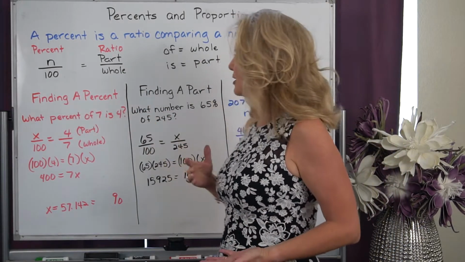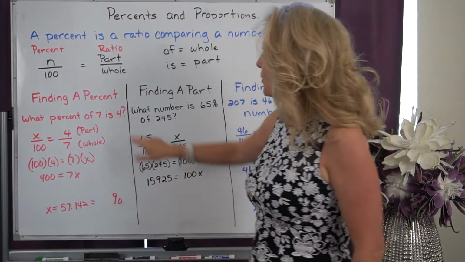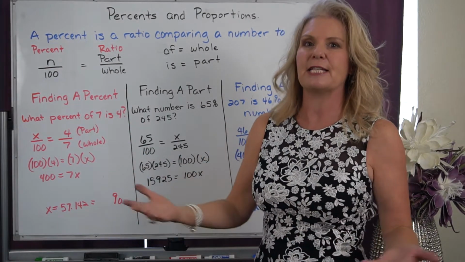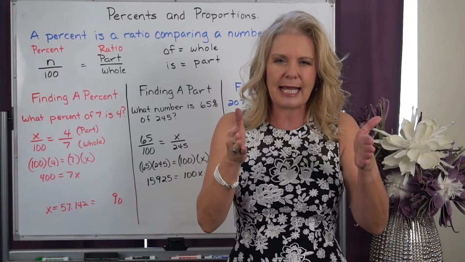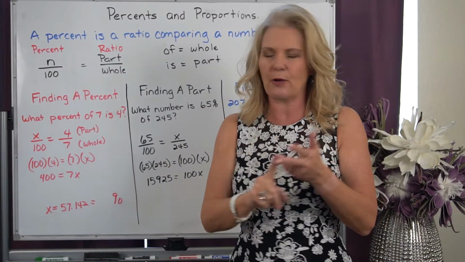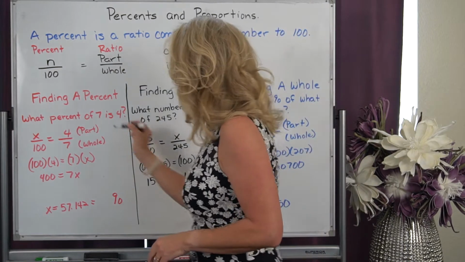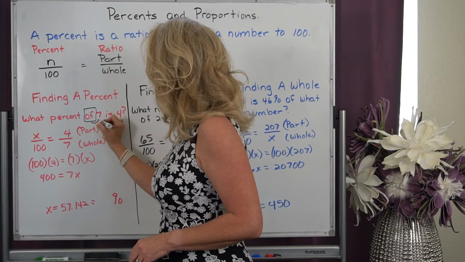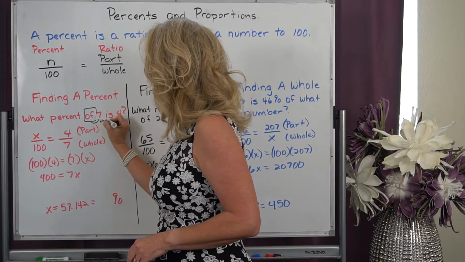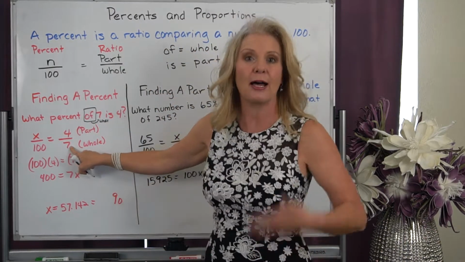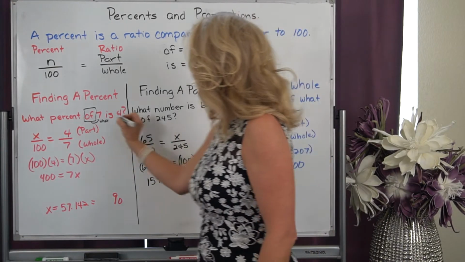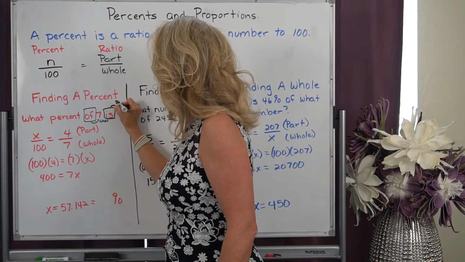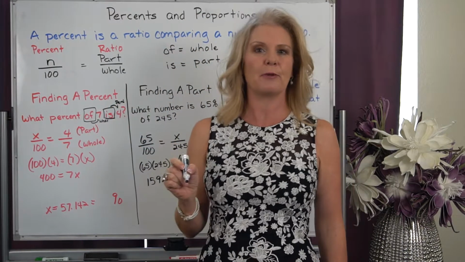So here's an example of what I'm looking at. Say we want to find a percent of a number. Well, we're going to get a statement that says, what percent of 7 is 4? First thing I do is I clue in on that word of and that word is. So when I look at of, anything that follows that word of has to be my whole. And I know that I'm going to put that down in the bottom of the ratio. And anything that follows the word is has to represent my part. And I'm going to put that in the top of the ratio.